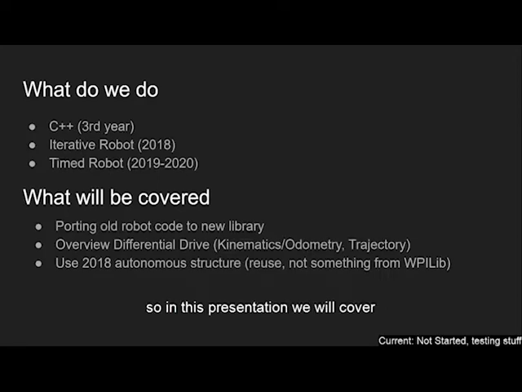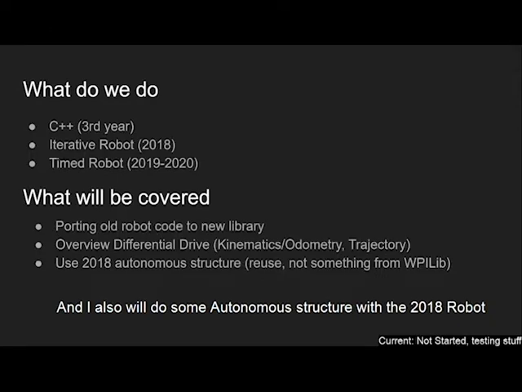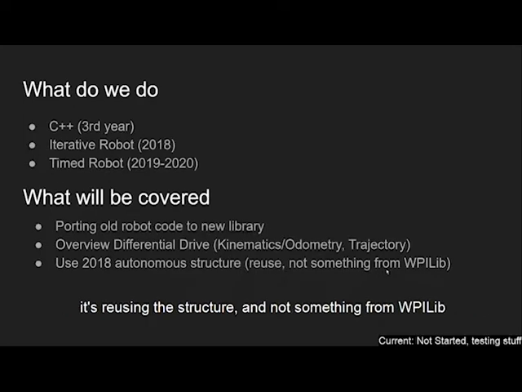So in this presentation, we'll cover porting the old robot code to the new library and the differential drive overview, which contains the kinematics, geometry, and doing trajectory. And I also do some autonomous structure with the 2018 robot. It's reusing the structure and not something from the API.